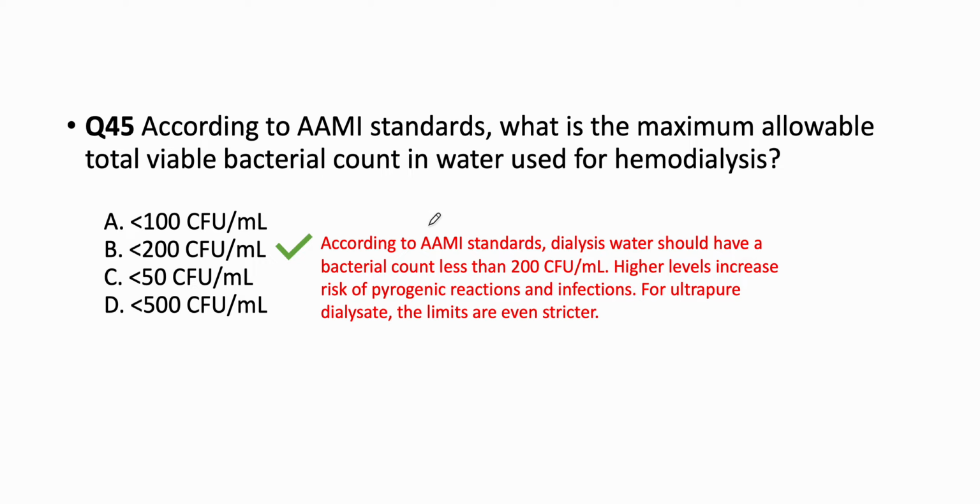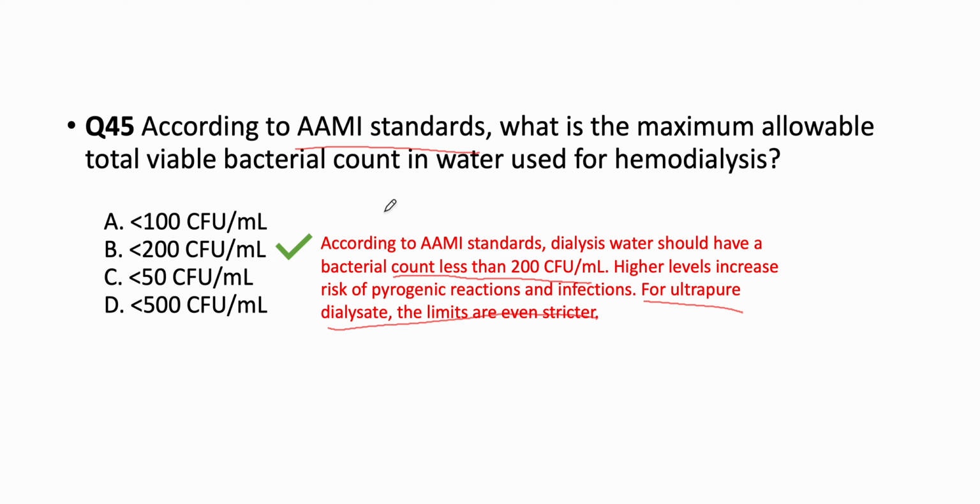According to the standard, dialysis water should have a bacterial count of less than 200. It should be less than. Higher levels increase the risk of pyrogenic reactions and infections. For ultra pure dialysis, limits are even stricter. So it's factual, and you have to remember this. The standards should be remembered by you. The guidelines.